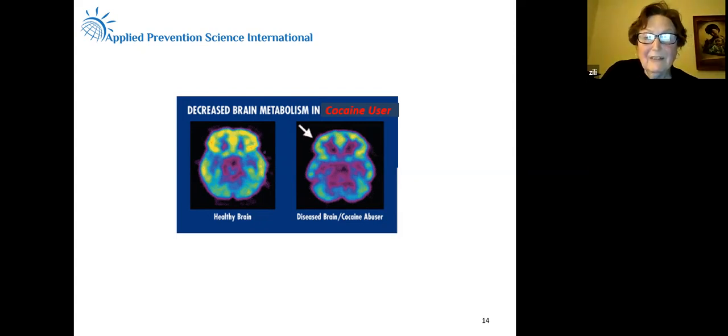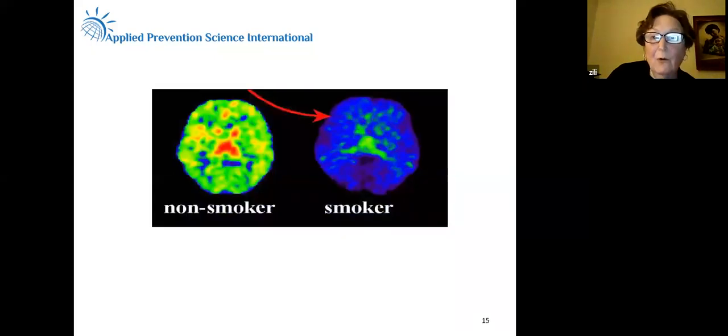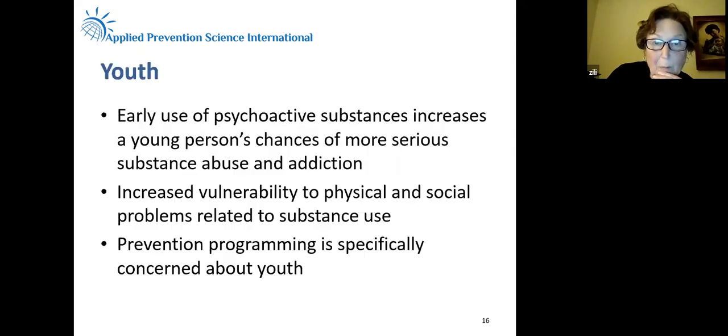It's interesting if you show these to children and you teach them about the brain, how the brain functions and what parts of the brain are in charge of various thinking and motion, etc. When you show them these slides, they really get it right away. They can say, oh my goodness, that's why the person who is a cocaine user acts the way they do. Or even how nicotine affects the brain for a smoker.